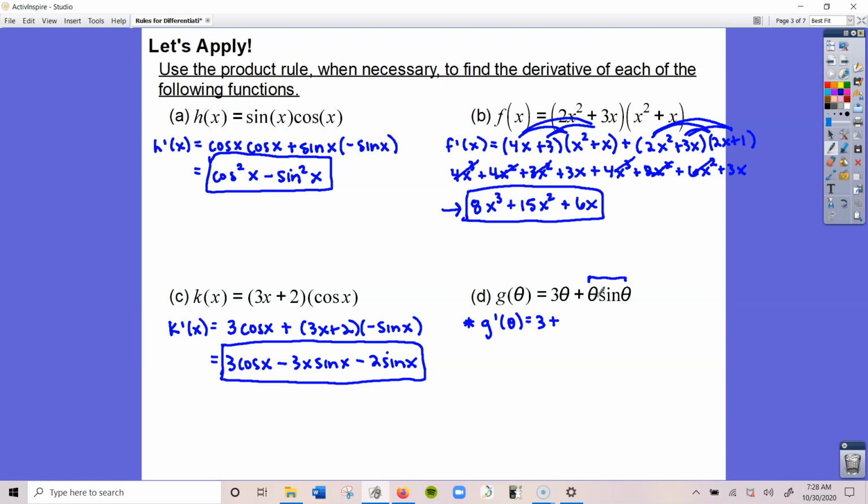So we're finding the derivative of the first, which is theta, so 1 times leave the second alone, which is sine theta. Now we leave the first alone, so theta, and then times the derivative of the second, which is cosine theta, giving me a final answer of 3 plus sine theta plus theta cosine theta.